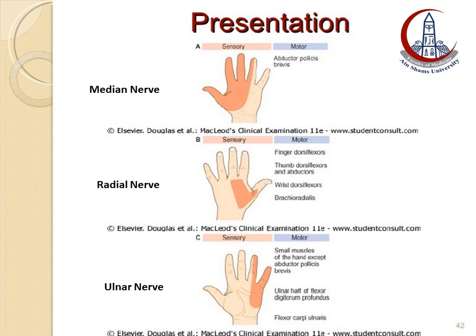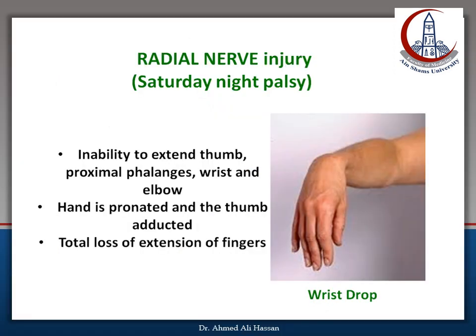This is the different nerve distribution: median, radial, and ulnar nerves, and the distribution of the motor and sensory supply. This is a picture of a radial nerve injury, Saturday night palsy, with inability to extend the thumb, proximal phalanges, wrist, and elbow. The hand is pronated and the thumb is adducted, with total loss of extension of the fingers.